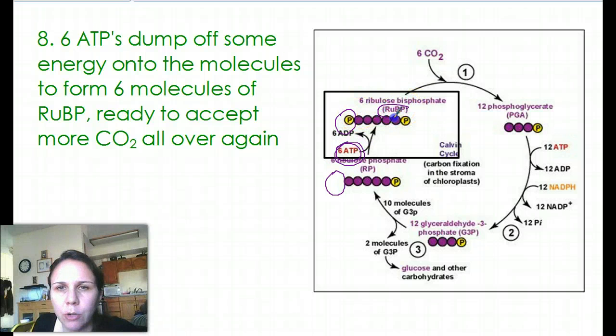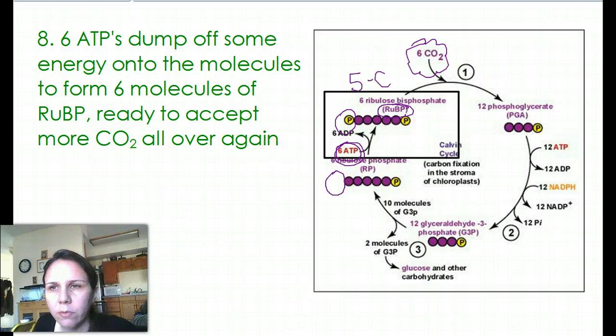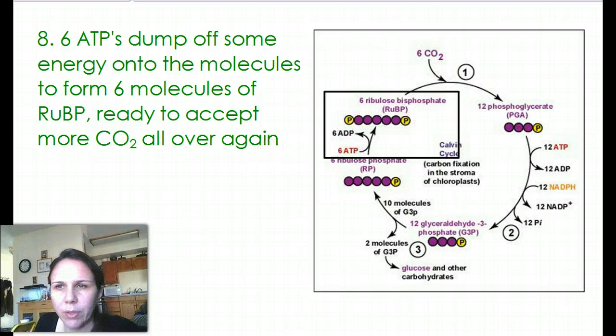Now I have RUBP. RUBP was the 5-carbon guy who showed up in the beginning to grab on to the CO2s to start the whole process. So RUBP is ready to pick up more carbon dioxides and do the process all over again. So let's go over that again real quickly.